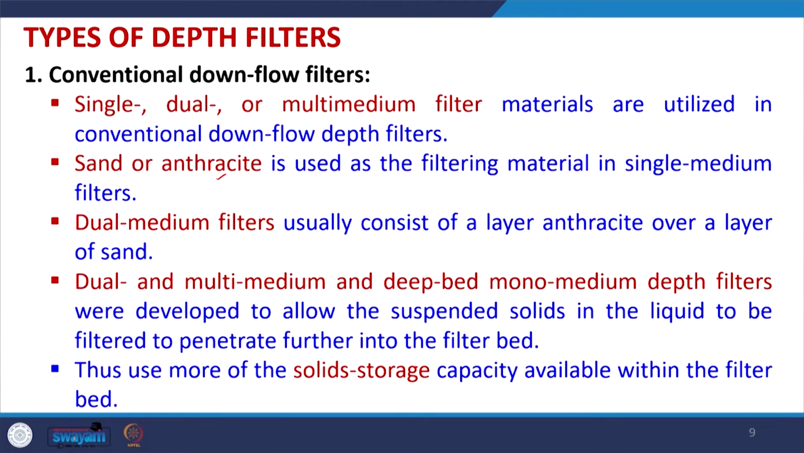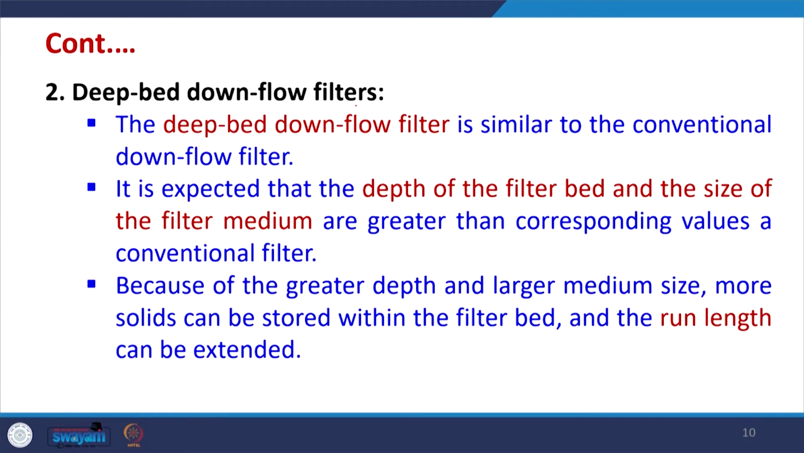So, this is the conventional downflow filter. Then there is another classification which is called deep bed flow filters. It is very similar to conventional downflow filters, except that the depth of the filter bed and the size of the filter medium are greater than the corresponding values in the conventional filter. And because of the greater depth and larger medium size, more solids can be stored within the filter bed, and the run length of each bed increases a lot. So, this is the possibility with deep bed downflow filters.